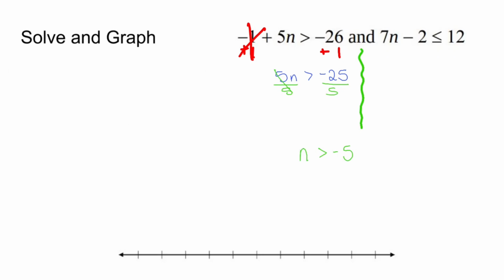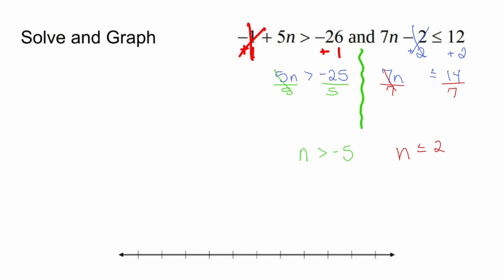Inequality number 2, 7n minus 2 is less than or equal to 12. Solve this one like you would solve any normal inequality. Add 2, cross you out, drop down the 7n is less than or equal to 14. n is not by itself because it's being multiplied to 7, so let's divide both sides by 7, cross you out, and let me drop down here. n is less than or equal to 2.